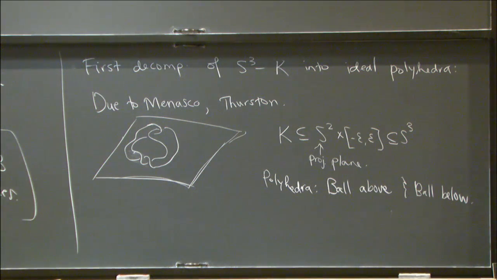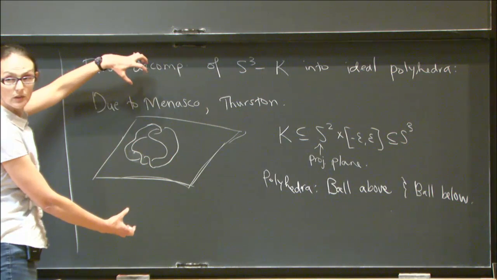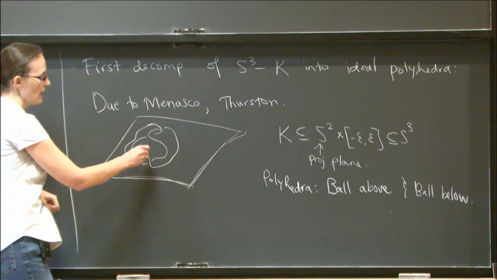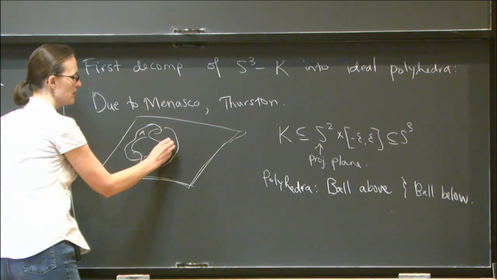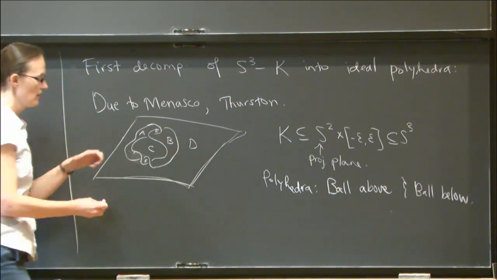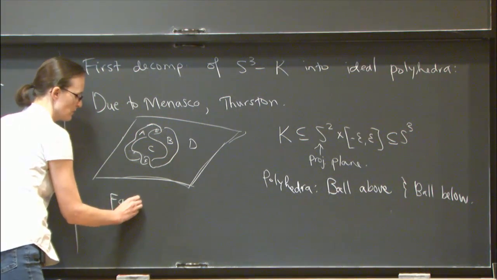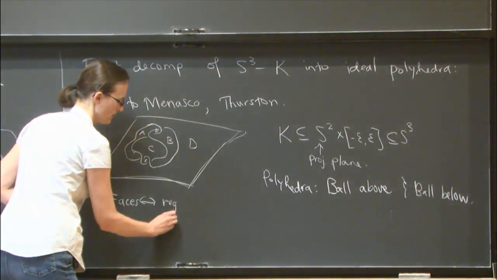And so you can think of expanding a balloon above and expanding a balloon below, and when they meet, they're going to meet in faces. So let me label these faces A, B, C, D, E, F. And the faces are going to correspond to regions of the diagram.